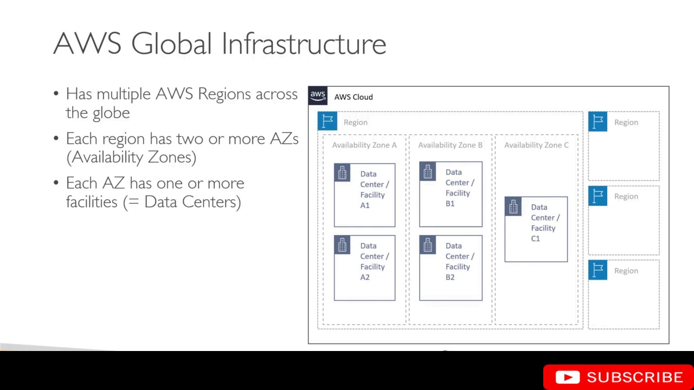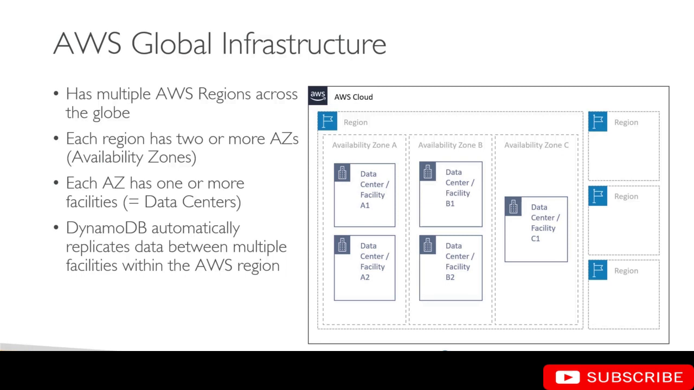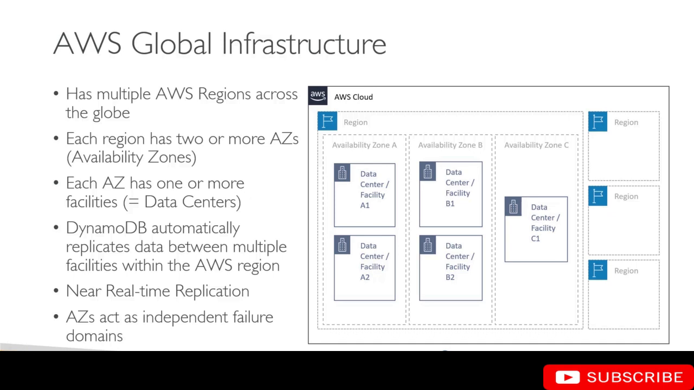So here we have multiple data centers in different availability zones. And DynamoDB automatically replicates your data between multiple facilities within AWS regions. So it basically puts your data into at least 3 different facilities within different availability zones. For example, when we create a new table, the table data is automatically replicated across at least 3 different facilities. And this is a real-time replication. And this allows DynamoDB to offer high availability as the AZs act as independent failure domains. So here we have data replicated across at least 3 different data centers within multiple availability zones.